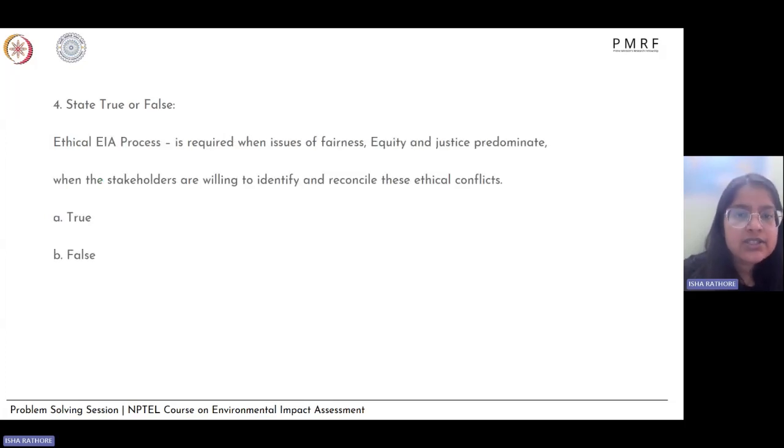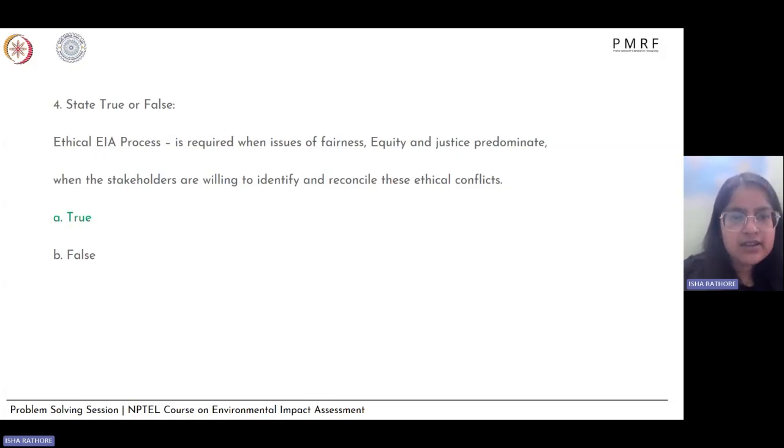Ethical EIA process is required when issues of fairness, equity, and justice predominate. That is, when the stakeholders are willing to identify and reconcile these ethical conflicts. Is this statement true or false? Okay, so the given statement is true. Ethical EIA is required when issues of fairness, equity, and justice predominate, that is, when the stakeholders are willing to identify and reconcile these ethical conflicts.